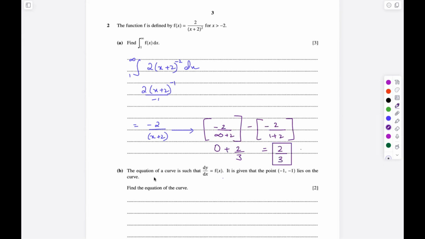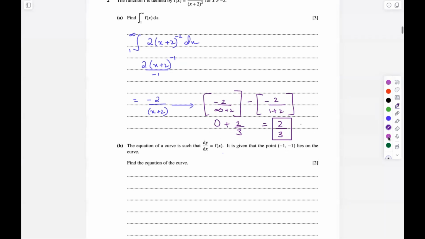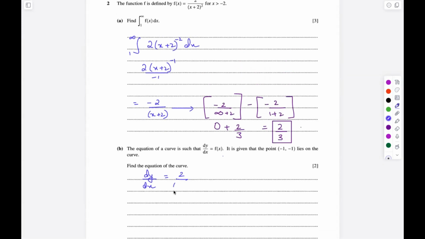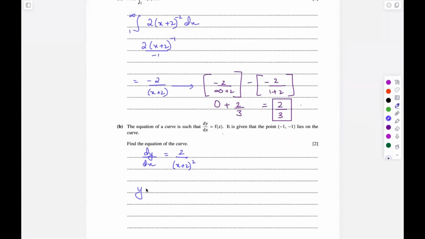In part B, it says that the equation of a curve is such that dy/dx equals f of x. It is given that the point (minus 1, 1) lies on the curve. We have to find the equation of the curve. Now to find the equation of the curve, we integrate the expression for dy/dx. We know that dy/dx equals f of x, which was 2 upon (x plus 2) whole squared. In the previous part, we already integrated it, so we can write y equals minus 2 upon x plus 2, plus a constant c.